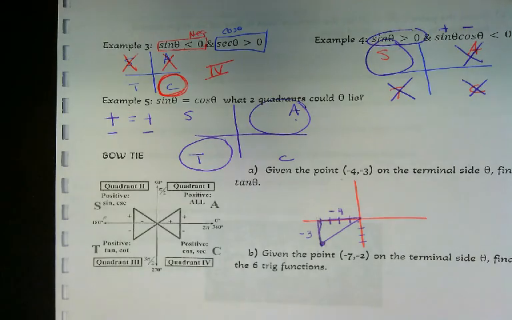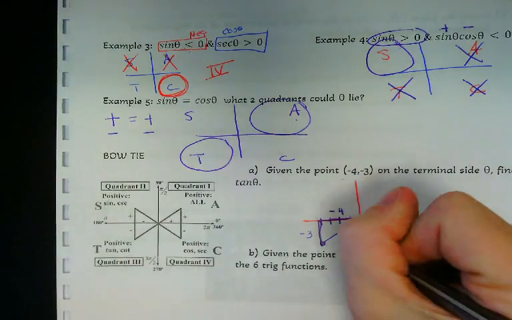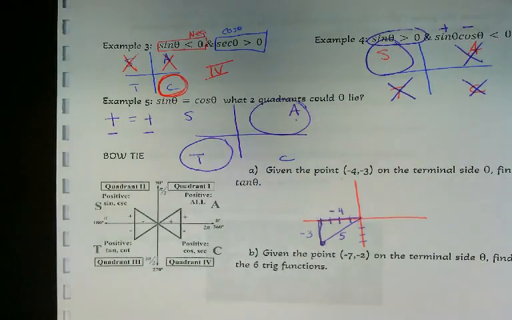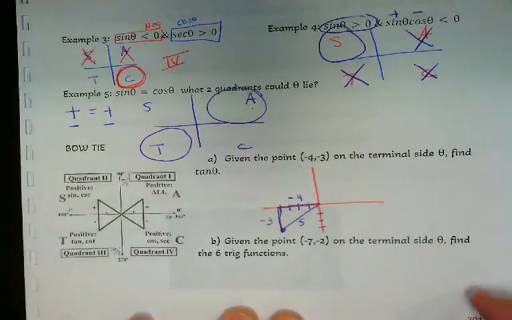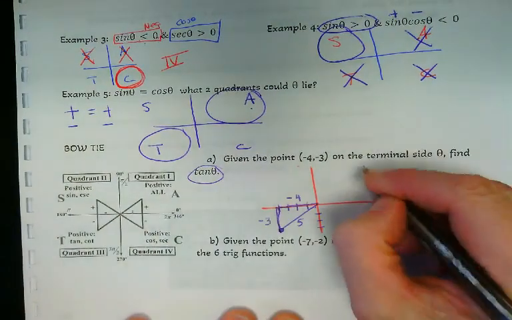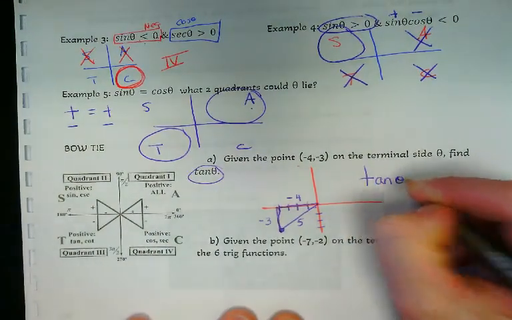What number do we get? 5. And you get a positive 5, right? Our hypotenuse is always going to be positive. Now, once you draw the picture, this is a really easy question. It wants you to find tangent theta. So let's jot down tangent theta.